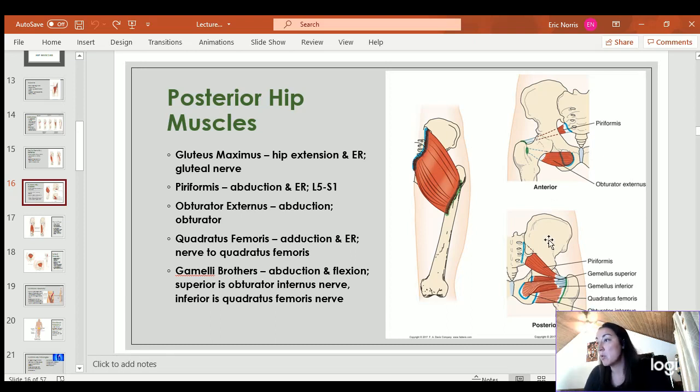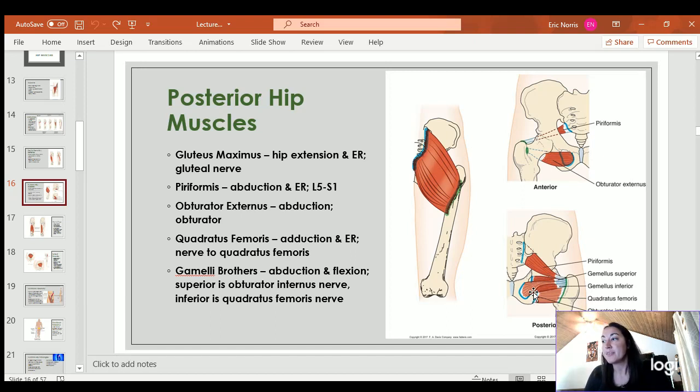Quadratus femoris, down here, the square muscle at the bottom, adducts and externally rotates, and it is innervated by the quadratus femoris nerve. If all of them had a nerve that was just named after them, it would be a lot easier, but at least this one does. And then the Gemelli brothers. So we have superior gemellus and inferior gemellus.